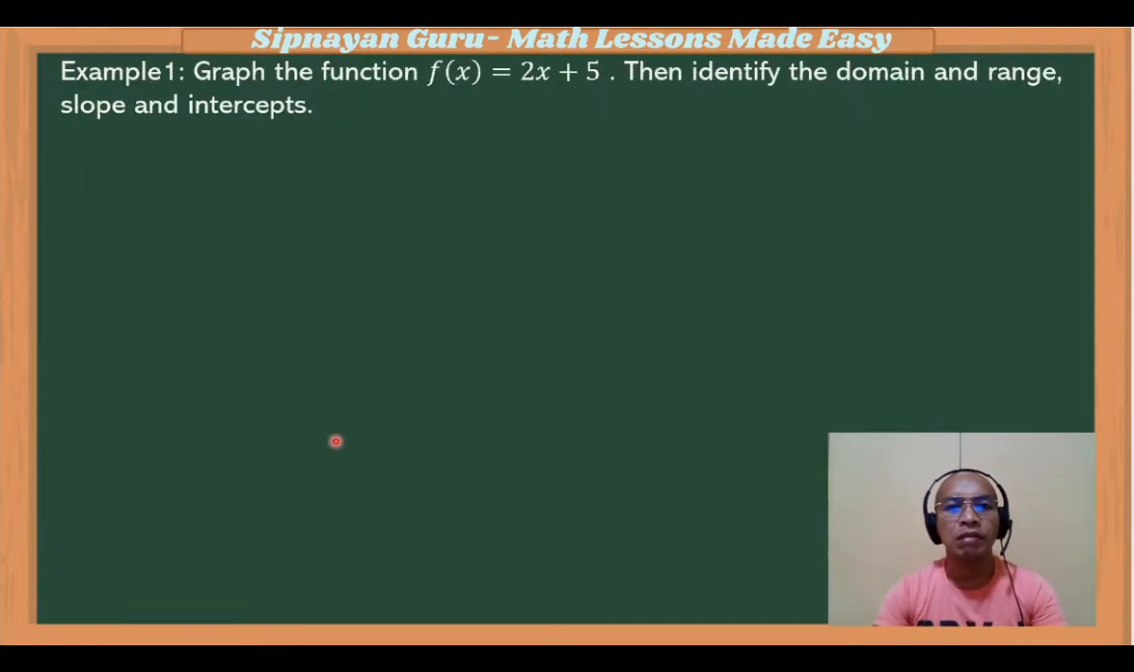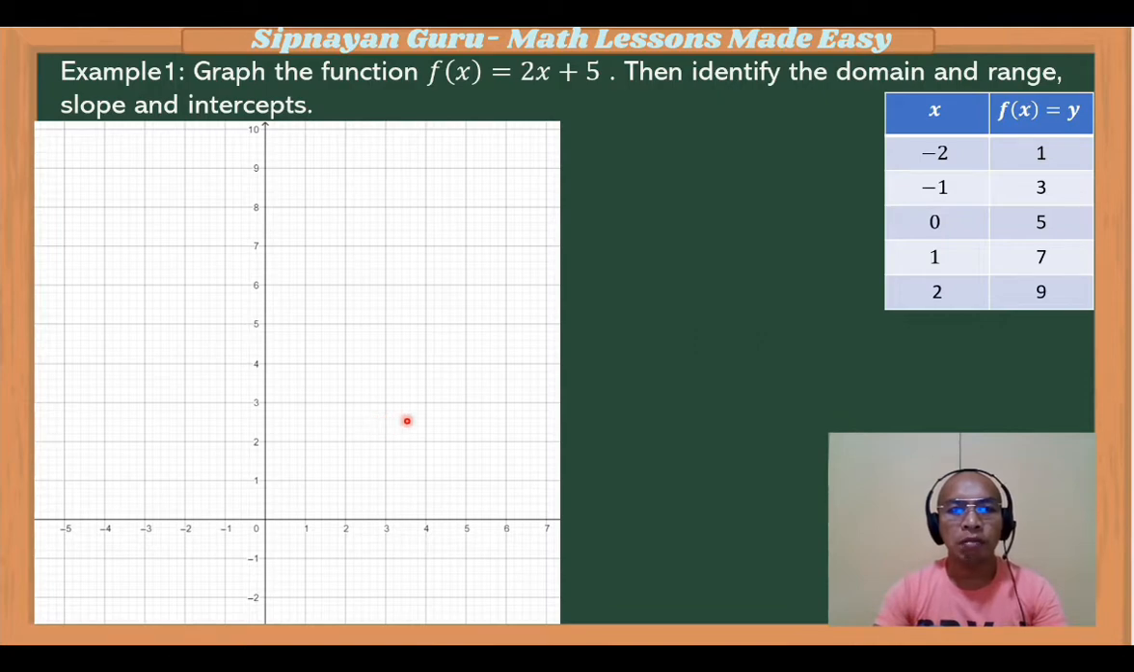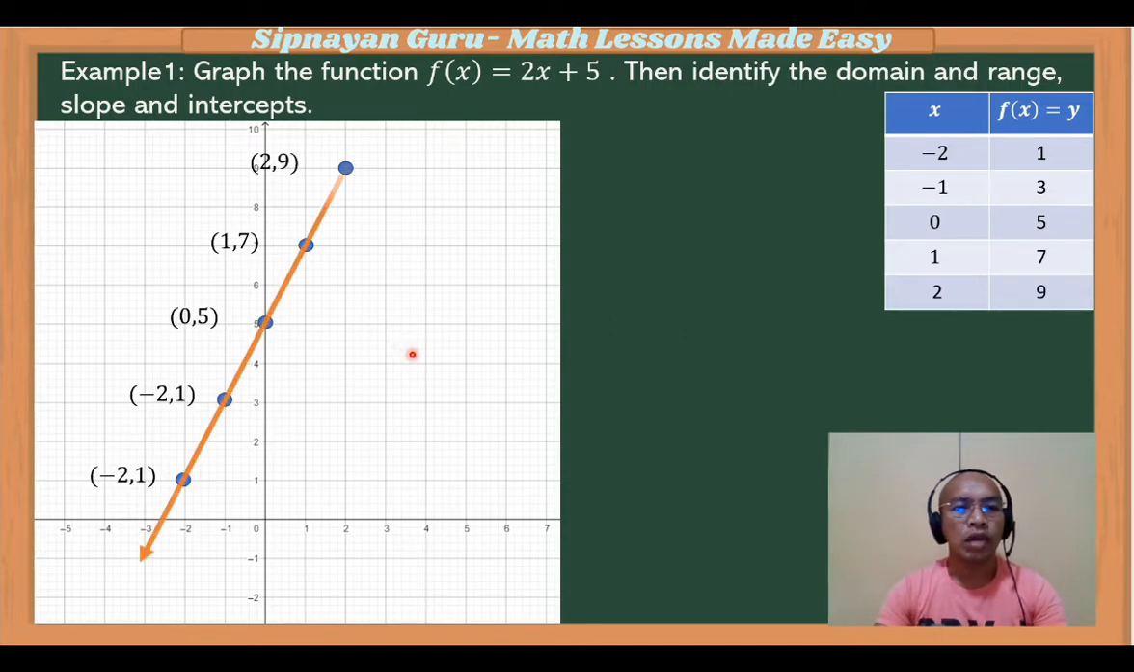We graph these points in the Cartesian plane. The first coordinate is negative 2 and 1, which is here. Negative 1 and 3. Then 0 and 5. 1 and 7. 2 and 9. Connect them. So this is the graph of the function f of x equals 2x plus 5.